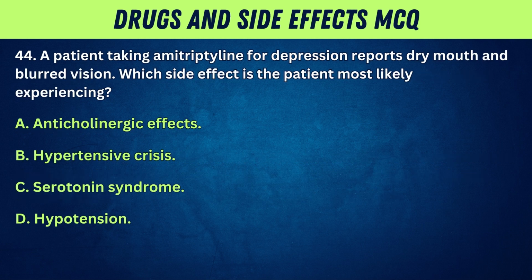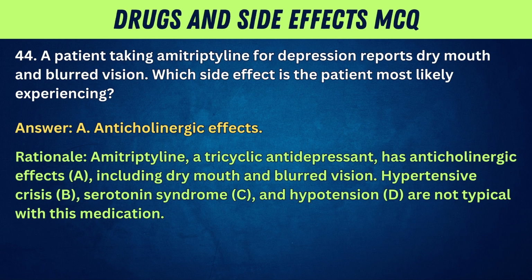44. A patient taking amitriptyline for depression reports dry mouth and blurred vision. Which side effect is the patient most likely experiencing? A. Anticholinergic effects. B. Hypertensive crisis. C. Serotonin syndrome. D. Hypotension. Answer: A. Anticholinergic effects. Rationale: amitriptyline, a tricyclic antidepressant, has anticholinergic effects, including dry mouth and blurred vision. Hypertensive crisis, B, serotonin syndrome, C, and hypotension, D, are not typical with this medication.